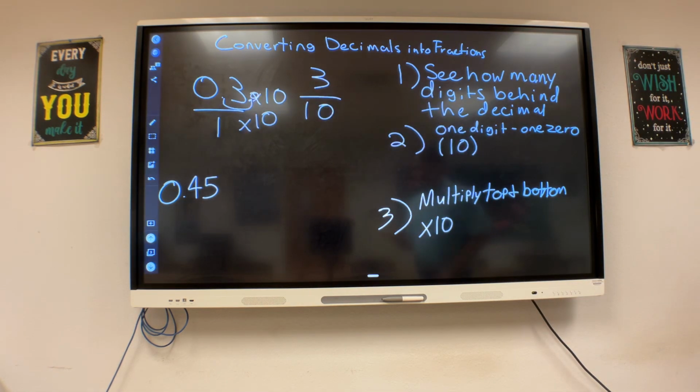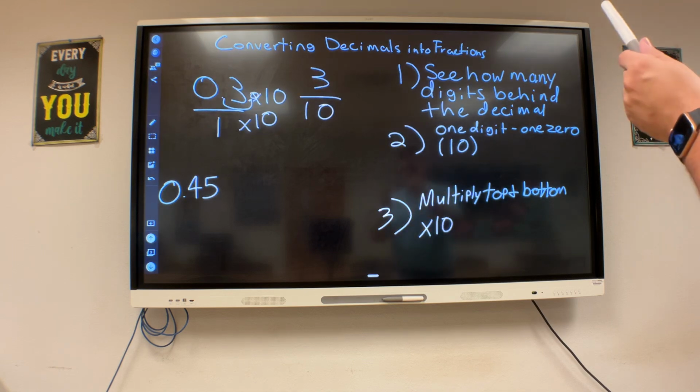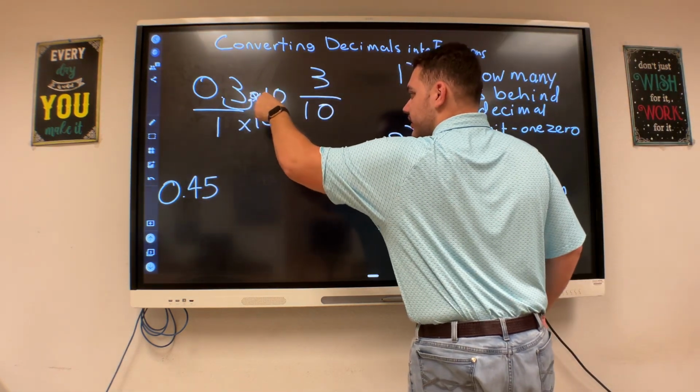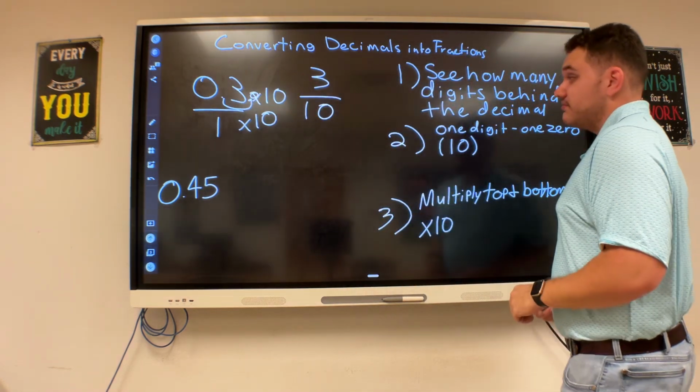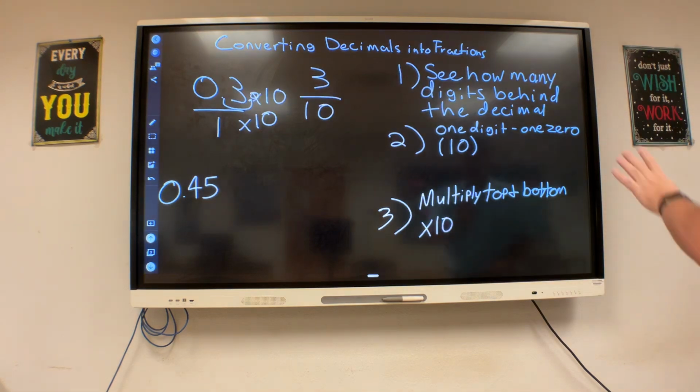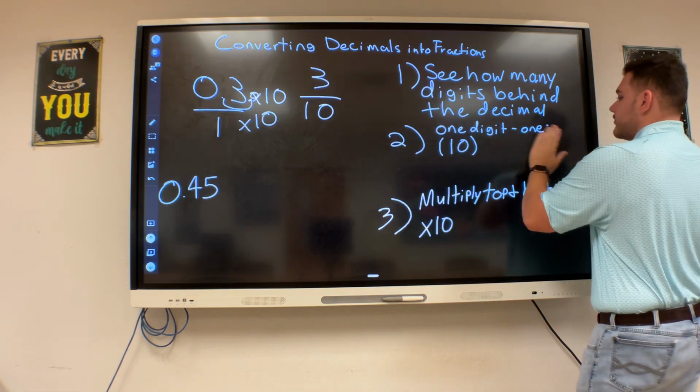It's 3 steps. It's kind of tricky to explain. It's a lot easier to do. You see how many digits are behind your decimal. That's how many zeros are on the number that you multiply your top and your bottom by. And that's it. 0.3 is equal to 3 over 10. And this could change a little bit, depending on how many digits you have.